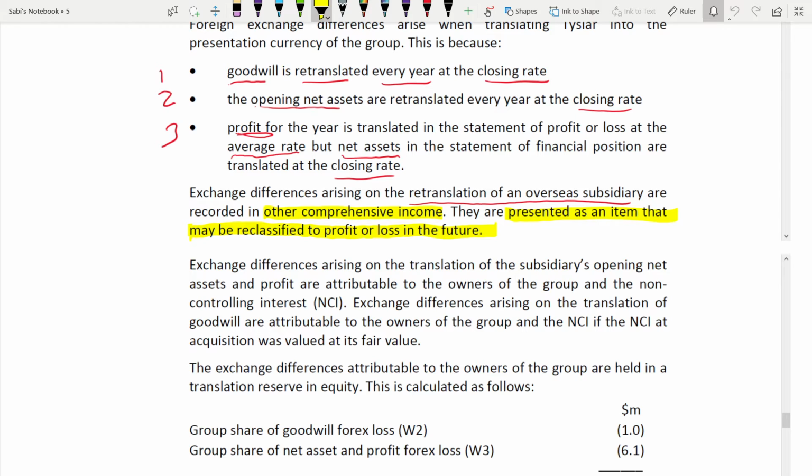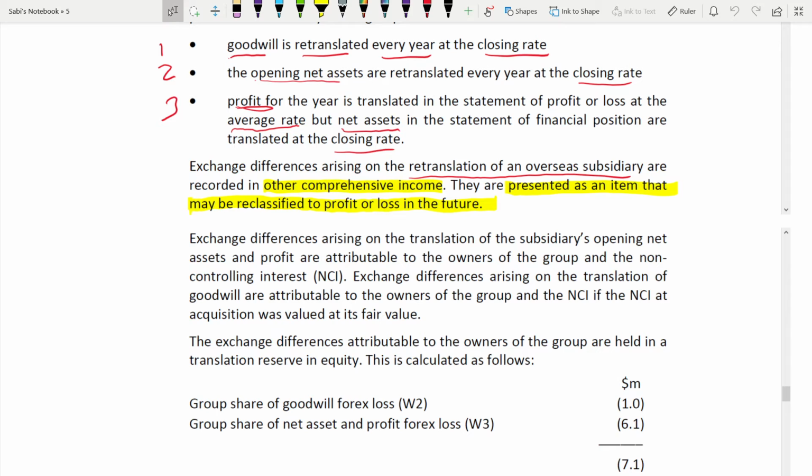When I was discussing IAS 1, presentation of financial statements, there I told you what the items are that will be reclassified. We went through a list also. What are the items that will not be reclassified? So this is an item that may be reclassified to profit or loss in the future when you sell the subsidiary. At that time it will be reclassified. Whatever the amount is written in other comprehensive income will be transferred to the profit or loss account, only when you sell the subsidiary.